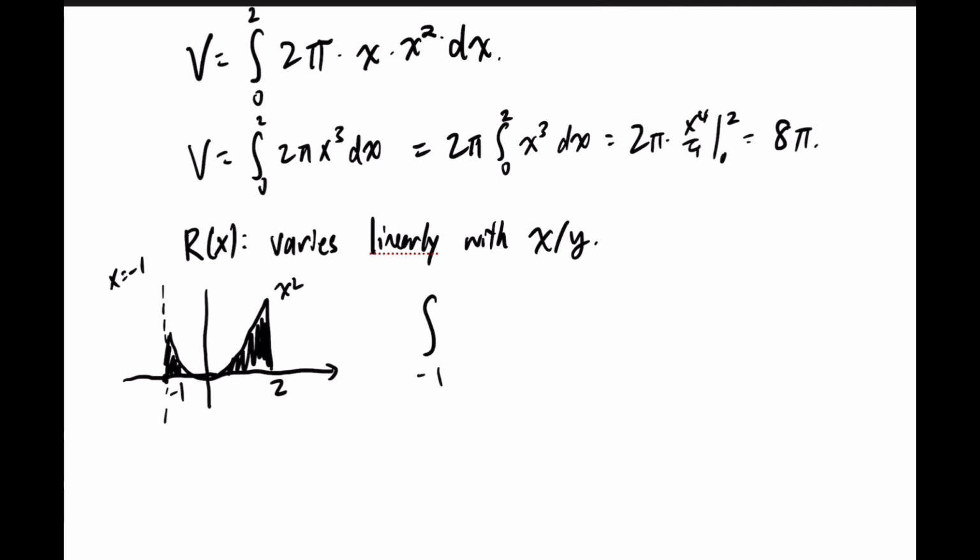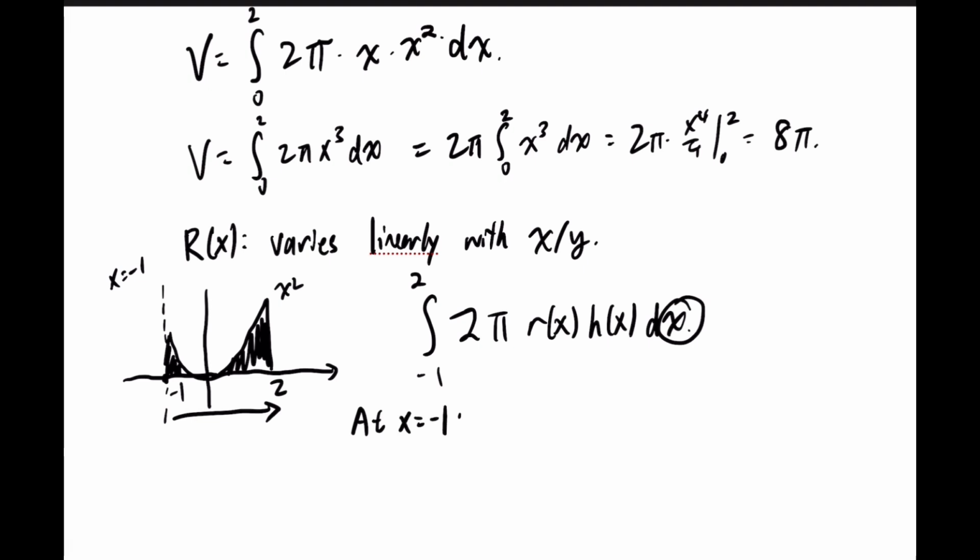So we still have our bounds -1 to 2, 2π r of x, h of x dx. So now, as we're moving along our variable of integration, x, from -1 to 2, what is the distance from any point in the bound to the axis of rotation? Well, let's take a look at x is equal to -1, right? Where you're at the axis of rotation, your radius is equal to 0.